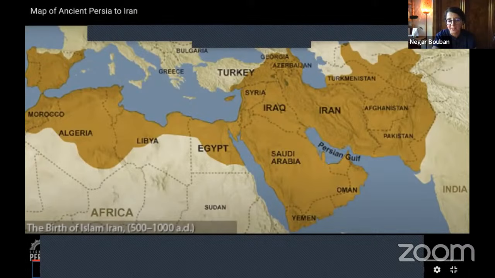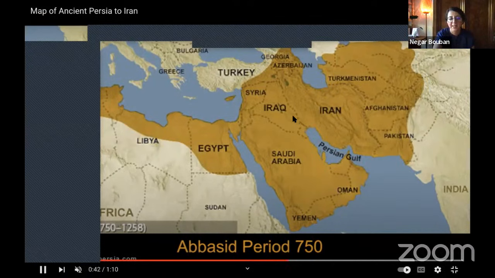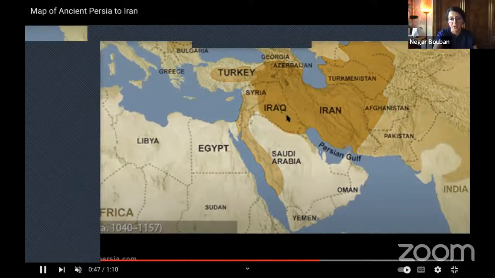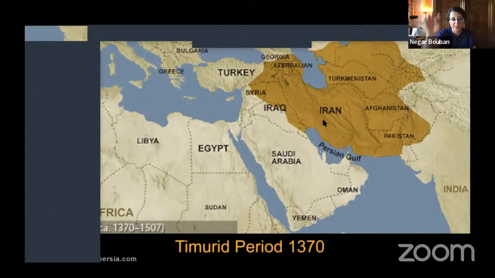If I manage to move this, yeah. Then after Islam, Iran merging with the whole area. The main court was in what we have as Iraq today, but Iran also became quite prominent with its own figures. Then in Ilkhanid times and Timurid times, there are some local courts which are very important.